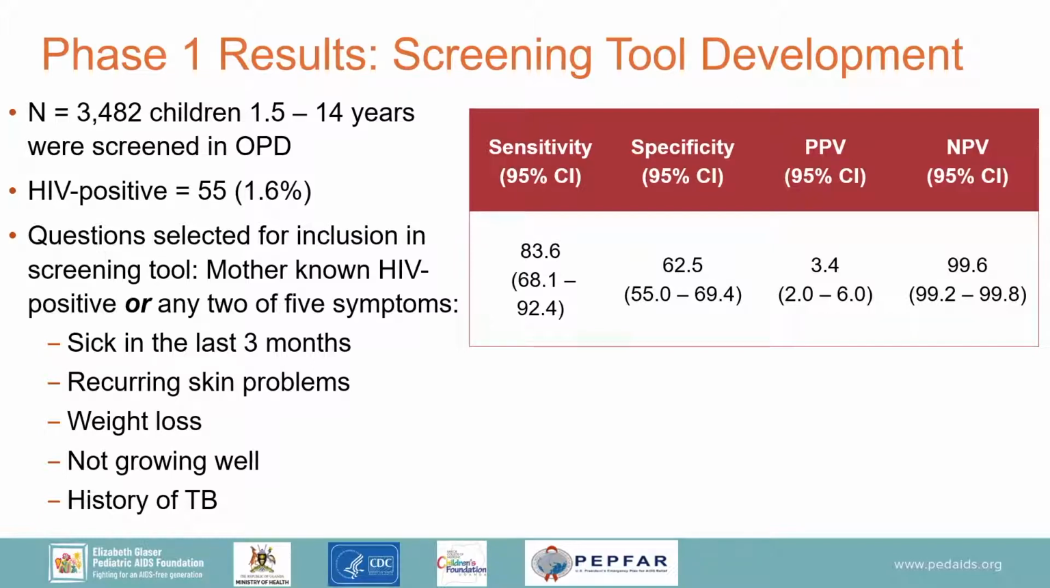The 5 symptoms that were included were child sick in the last 3 months, child has recurring skin problems, child had lost weight, child not growing well, and child had a history of TB. This screening tool had an overall sensitivity of 83.6% and 62.5% specificity, meaning the tool correctly identified 83% of HIV positives and 62% of HIV negatives. Among those indicated for testing by the tool, 3.4% were actually positive.